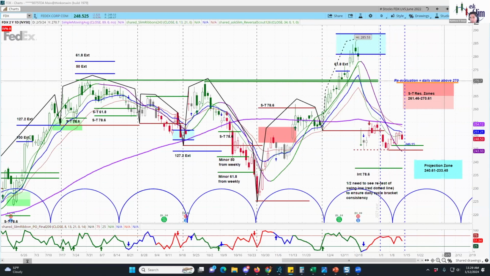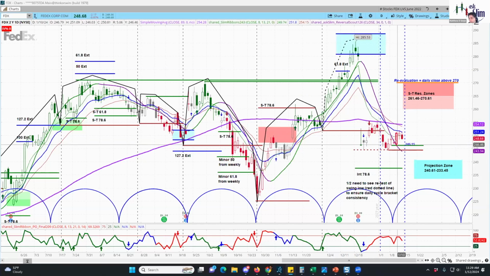And most importantly, it would be that breakdown below this prior cycle low. So anytime we see that breakdown, it serves as a confirmation. Obviously, there are no certainties, but it strongly increases the odds that there is a high in place. And because of the timing, it also increased the odds that that intermediate cycle peak was in place. So now we also have negative momentum on the daily, with the reversal scout negative, the slim ribbon negative.